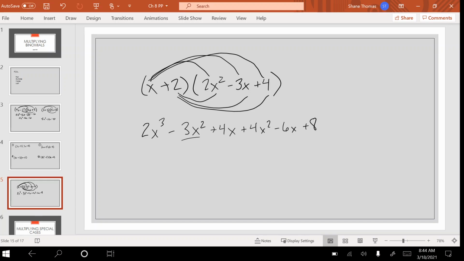Okay, now we go through here. We have a couple sets of like terms. Here and here. Here and here. All right. So 2x to the third. X squared. So I got a negative 3 and a positive 4. So what's that going to be? Plus x squared. 4x and negative 6x is what? Negative 2x, and then I just have the plus 8 at the end. Questions on that? It's not horrible, is it? Okay, you guys do this guy.